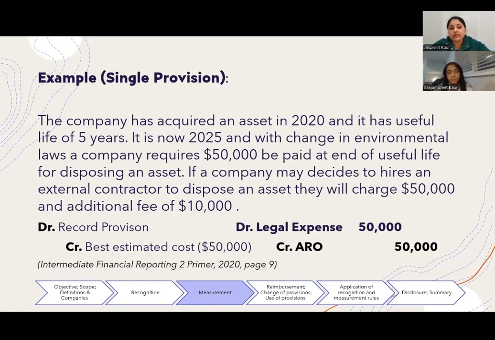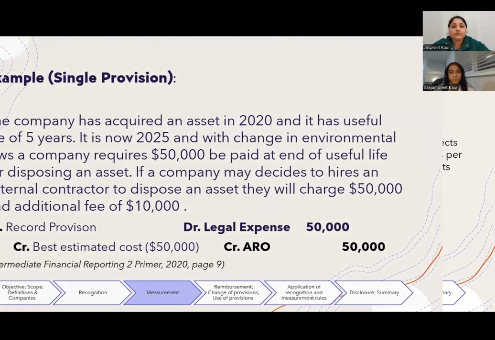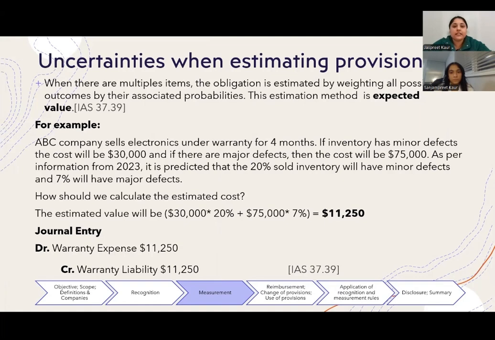On that basis, we can also make a journal entry by debiting legal expense of 50,000 or 60,000 based on the company's choice, and then also credit asset retirement obligation for the same amount. Okay, let's look at the next example.